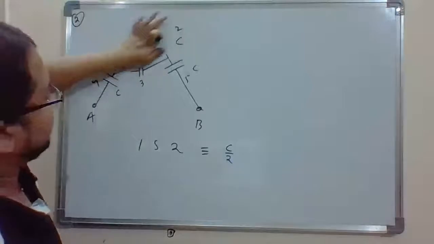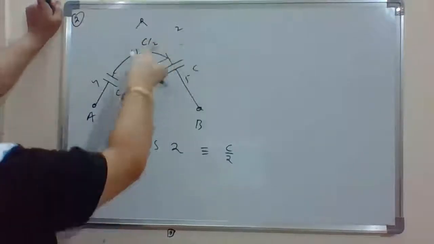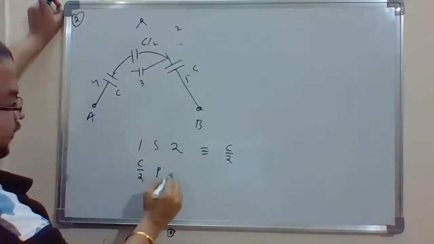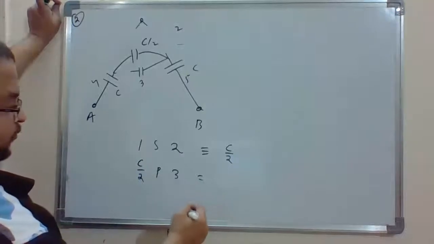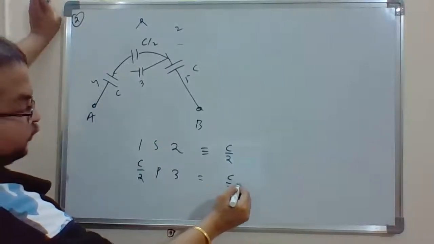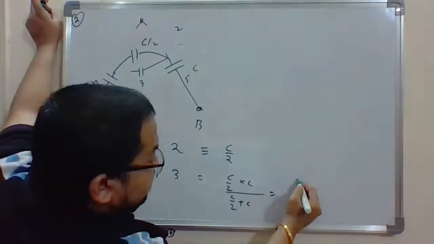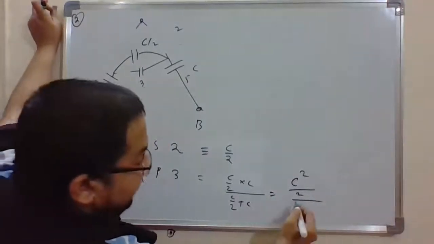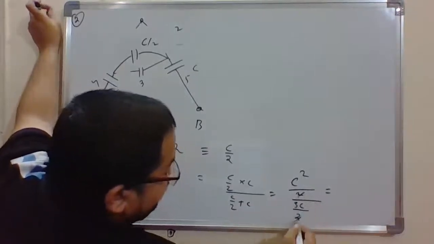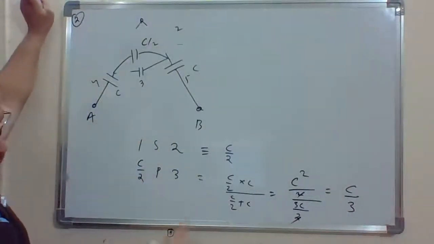So I'll remove these two, and in this place I'll put just one C by 2. This C by 2 is in parallel with this C. So C by 2 is in parallel with capacitor number 3. So it will be C by 2 and the other one is C. So obviously C by 2 into C by 2 plus C, right? So this is nothing but C square by 2 by 3C by 2. So your 2 gets cancelled. So this is C by 3. Okay, by 3C, correct. Yeah.